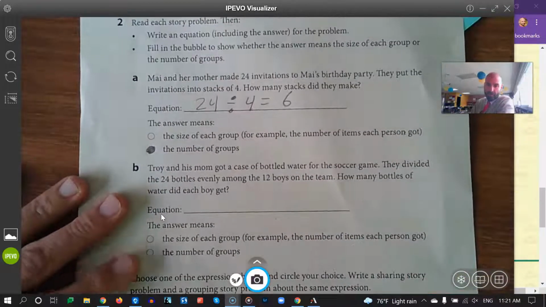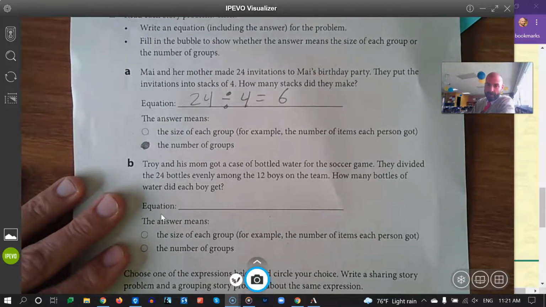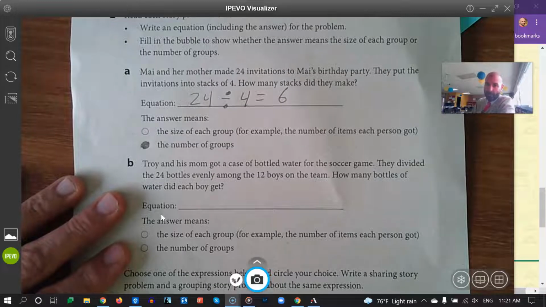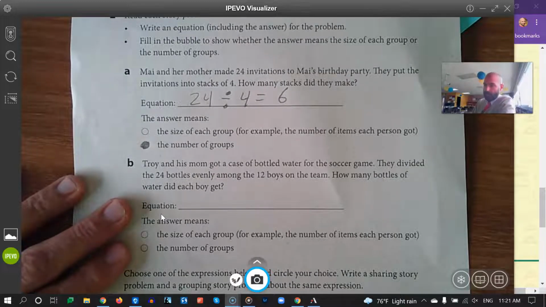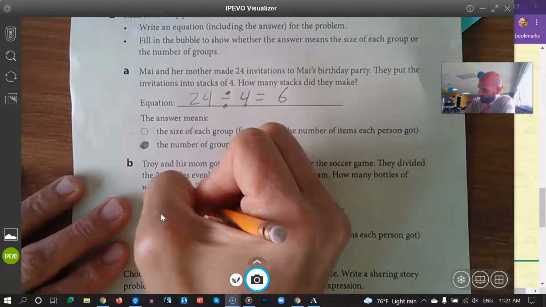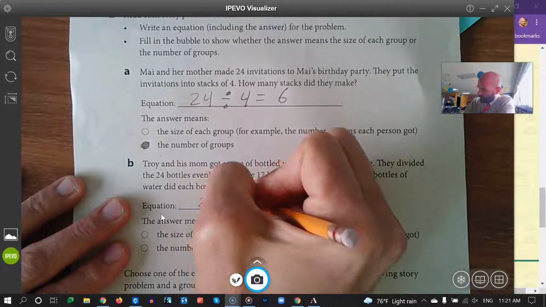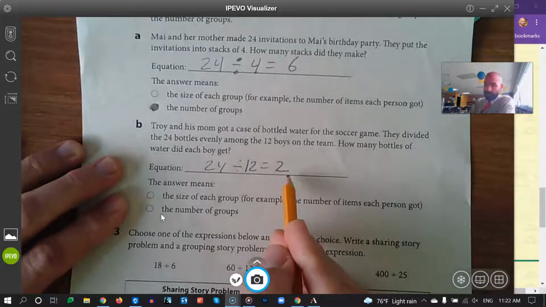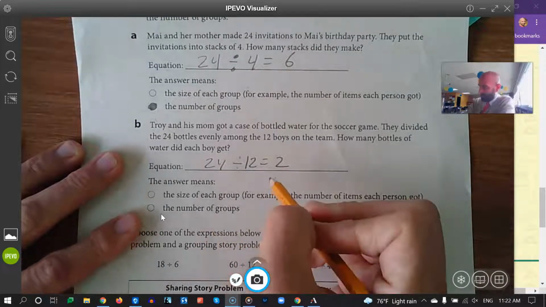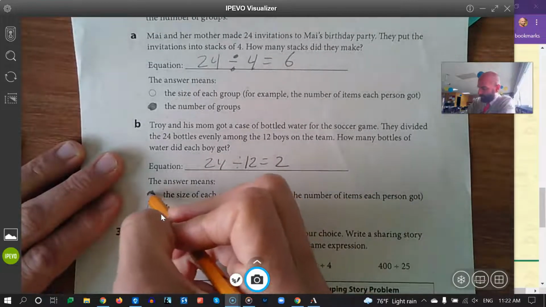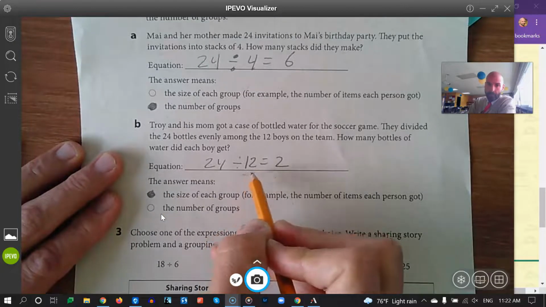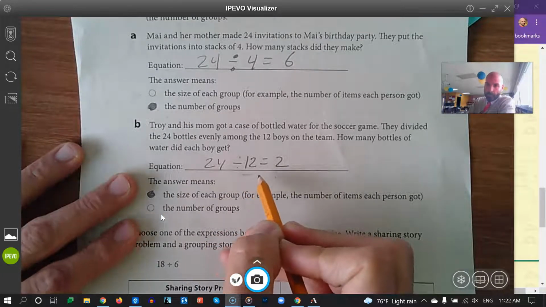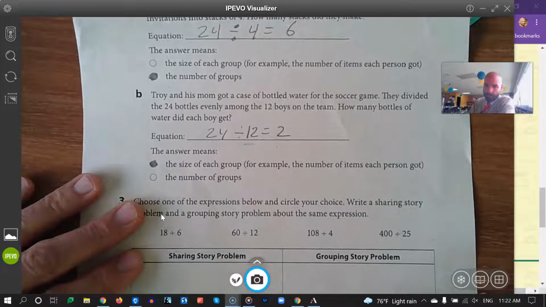B, let's see what this says. Troy and his mom got a case of bottled water for the soccer team. They divided the 24 bottles evenly among the 12 boys on the team. How many bottles of water did each boy get? So go ahead and write that equation. So we have 24 divided by 12 equals 2. And does the answer mean the size of each group or the number of groups? It's the size of each group, because we already know the number of groups. The number of groups is 12, and that means the size is 2 each.